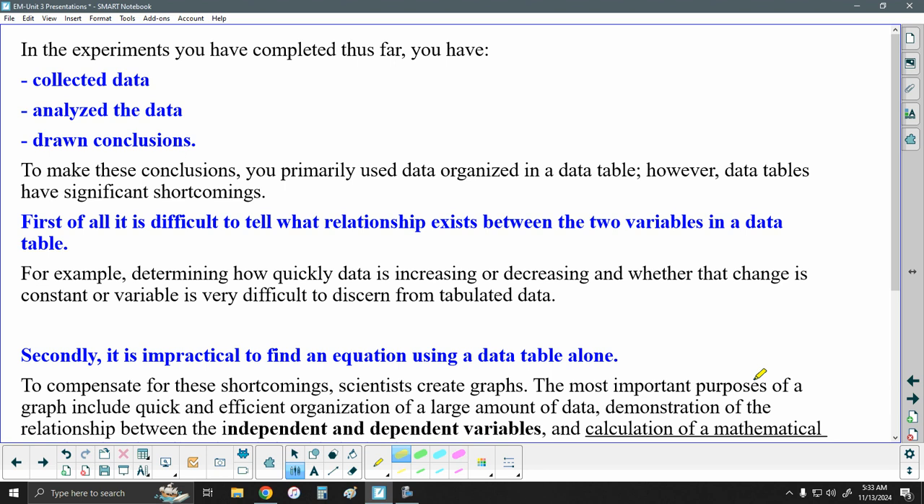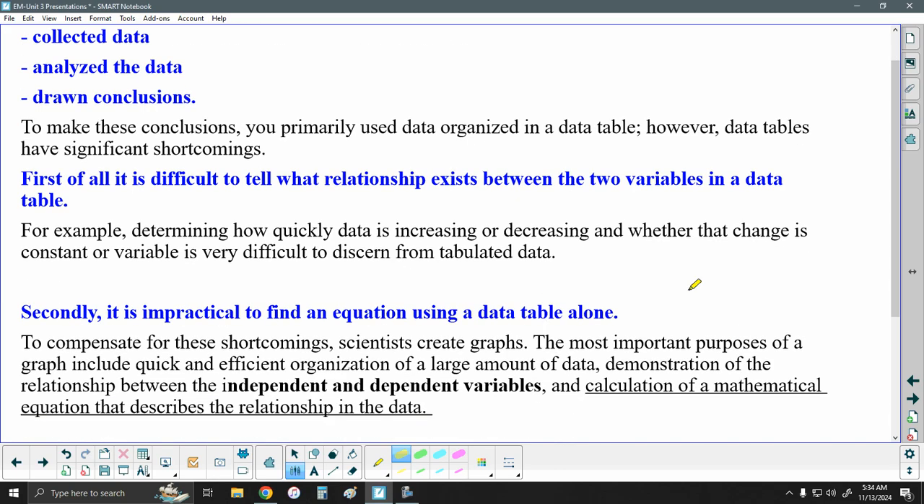Okay, I mean, we can tell that if, say, the independent variable is increasing, the dependent variable is increasing or decreasing. But just because they're both increasing or they're inverse of each other doesn't tell the whole story. How quickly it's increasing or decreasing, whether that change is constant or linear, or if it's some sort of exponential relationship, these are all things that we can only tell by looking at a graph. Secondly, it's impractical to find an equation to allow us to make predictions using a data table alone.